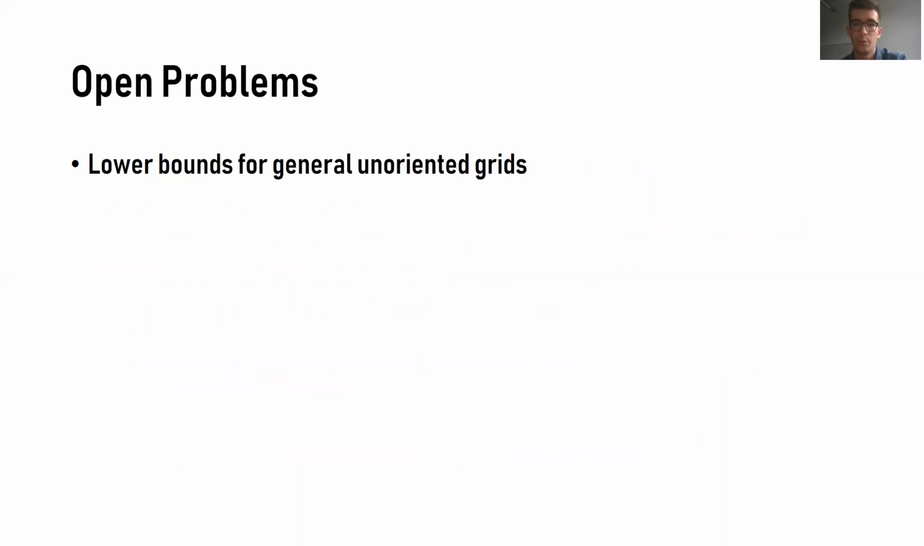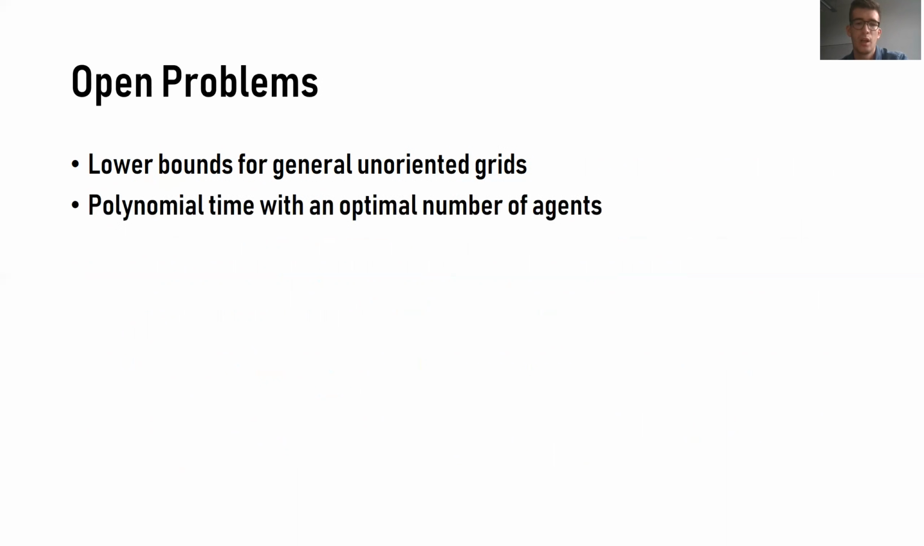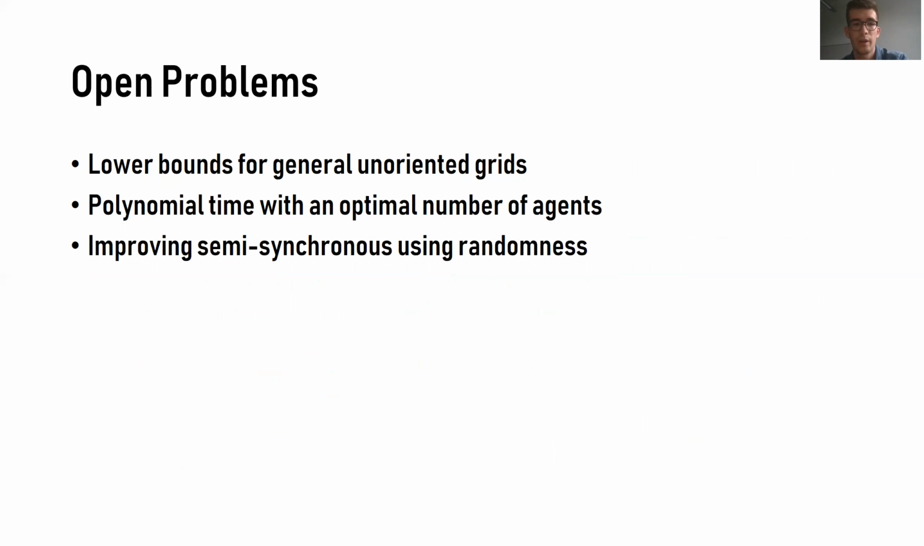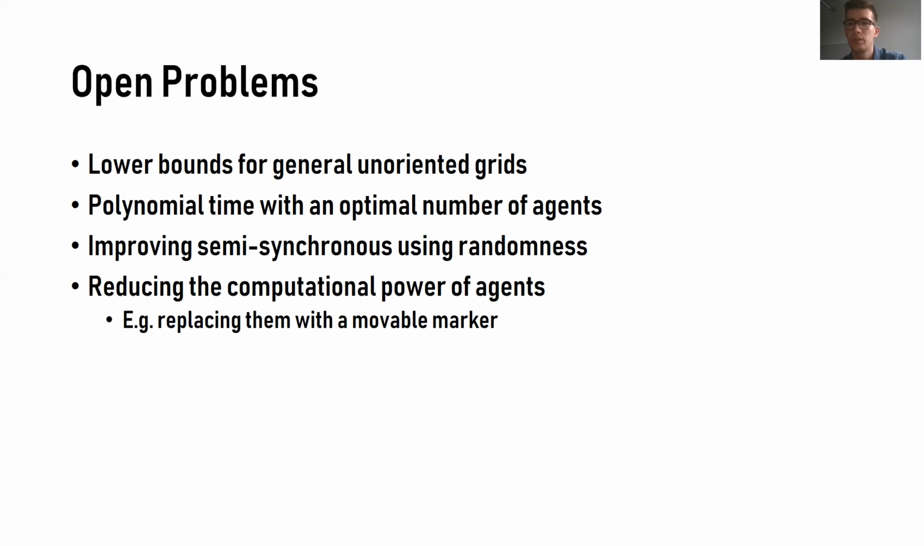Good. So some open problems. One of them is: is it possible to prove better lower bounds for general grids? Getting polynomial time with the same number of agents as we did for exponential time. Improving the semi-synchronous model using randomness. In this case, this is the only setting in the n-dimensional case where the bound is not tight. And finally, is it possible to reduce the computational power of agents? So instead of having finite state automata, can we replace them with, for example, a movable marker?